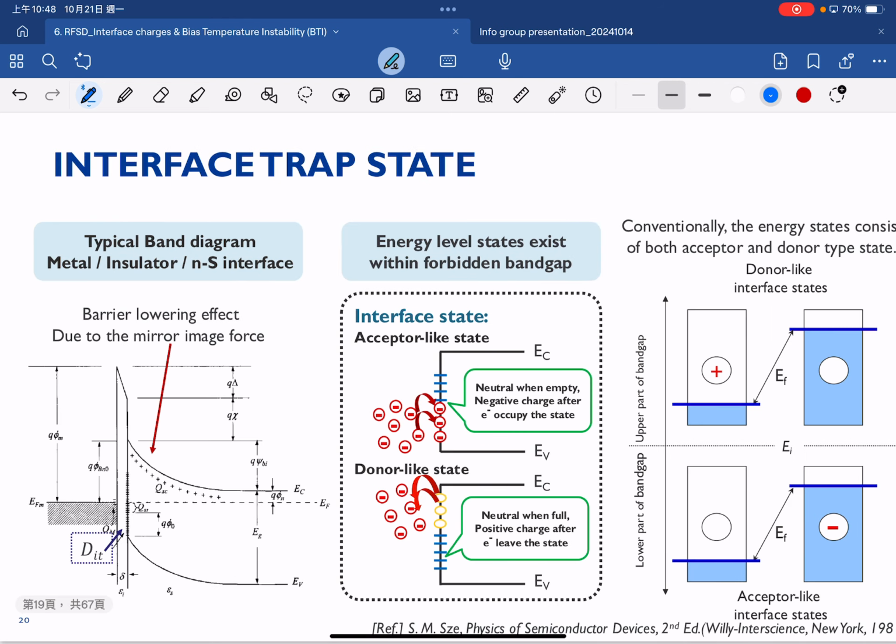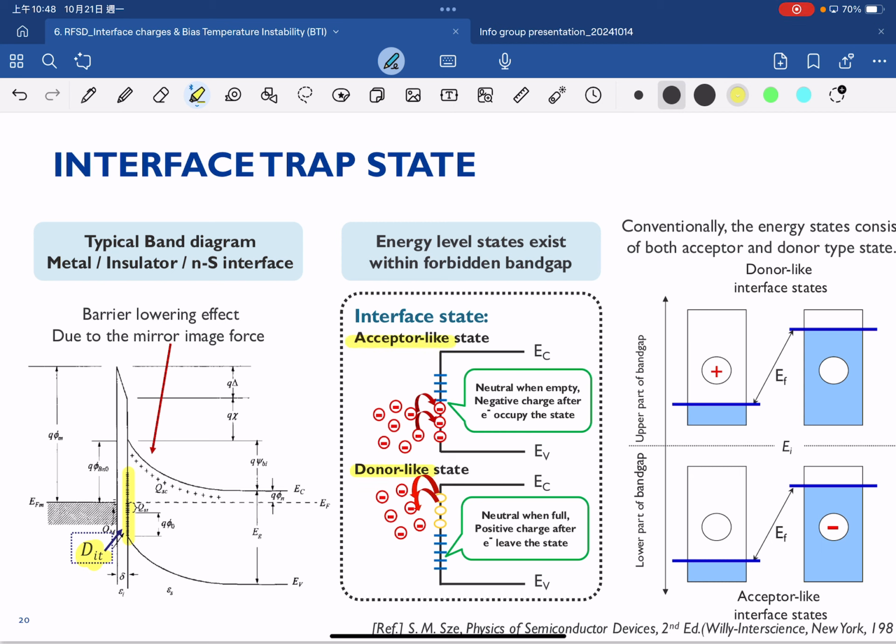Now we have to understand the difference between the acceptor-like and the donor-like. The left-hand side is something already shown: a typical band diagram of the metal, insulator, and silicon. We all know there's an issue here that we call the interface. This is the interface state, and we characterize it as Dit. When we consider the interface state, there are two types: one is called acceptor-like, and another is called donor-like.